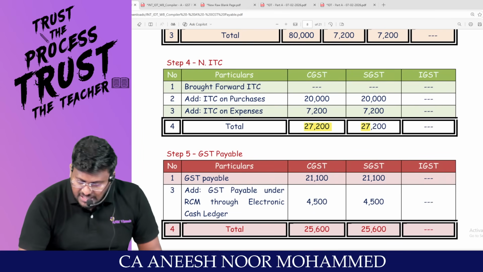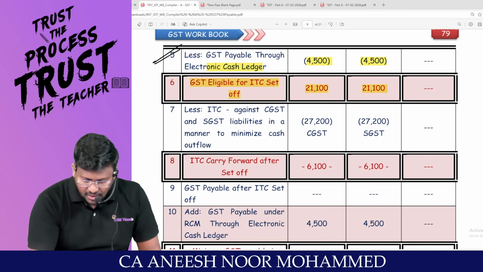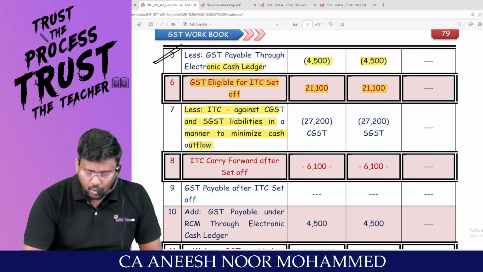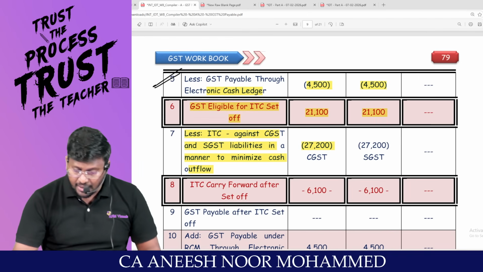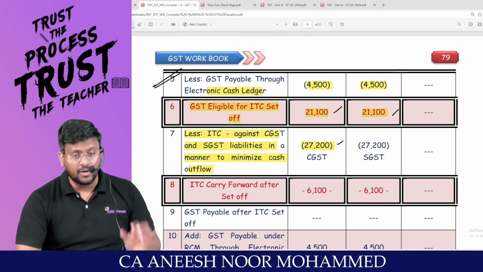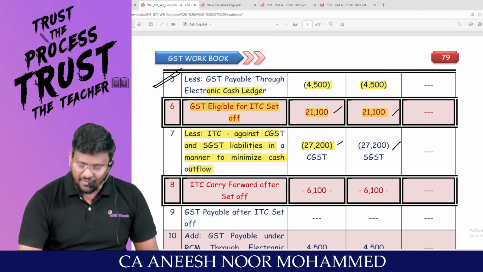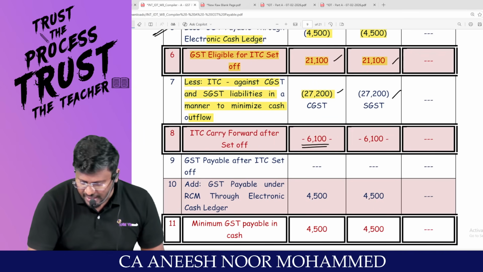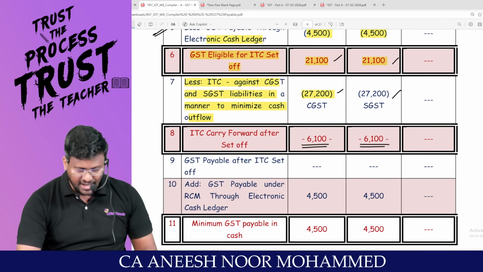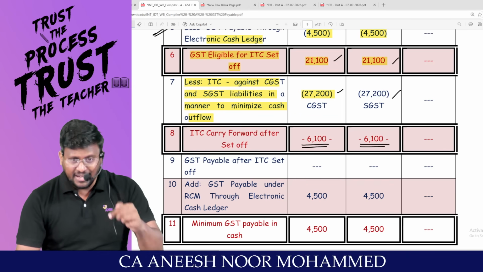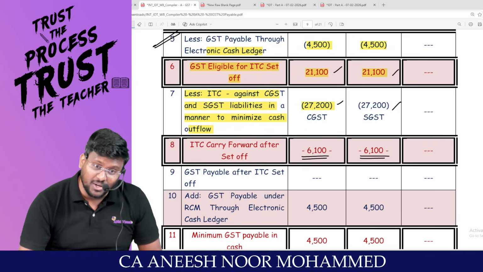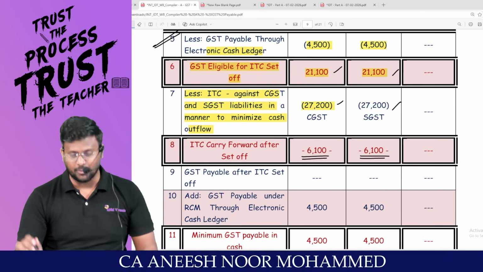I am having 27,200 and 27,200 of ITC against CGST and SGST liability, to be set off in a manner that minimizes the cash outflow. Even though my payable is 21,100, I am having credit of 27,200. Sir, an extra 6,100 is there. This I can carry forward. When I carry it forward, next month when I do the question, it will come in the brought forward ITC column. Oh, super fantastic to the core.